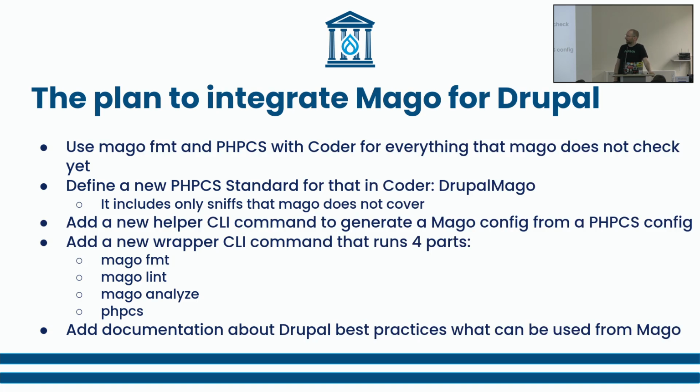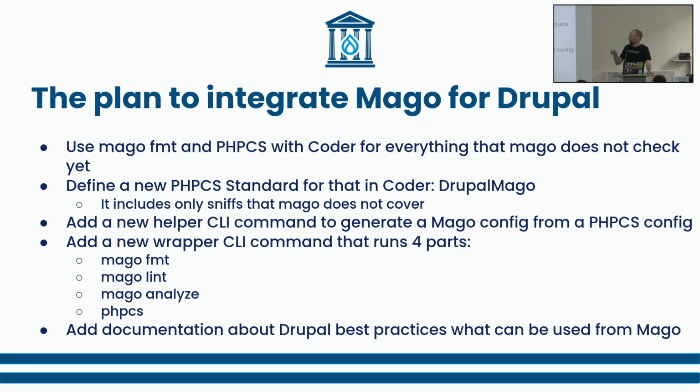And what we will do is define a new PHP coding standard where we just define the rest. So whatever is not implemented in Mago, we will have in this new Drupal Mago standard. And what Mago already covers, we can just let Mago run. This will be totally opt-in, right? So we will not break anything for your current pipelines.